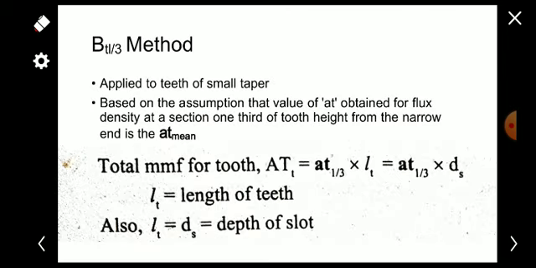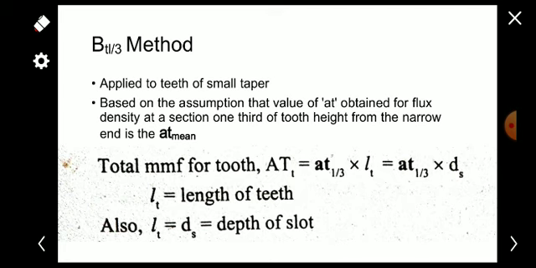So the next method is the AT one-third method. This method is applied to teeth of small taper, and it is based upon the assumption that the value of MMF per meter, that is AT, obtained for the flux density at a section one-third of the tooth height from the narrow end gives the value AT mean. That is, we obtain the flux density at a section one-third of the tooth height from the narrow end, and that gives the value AT mean.